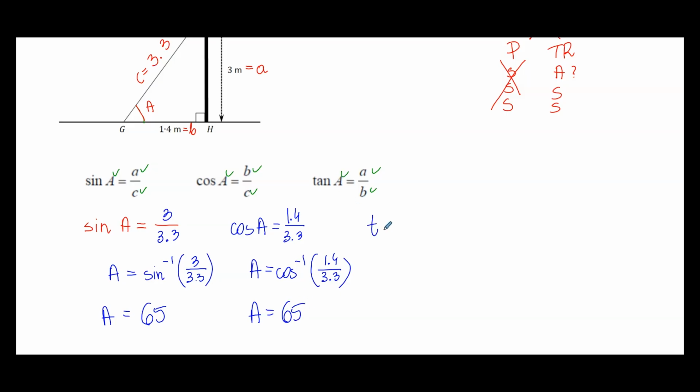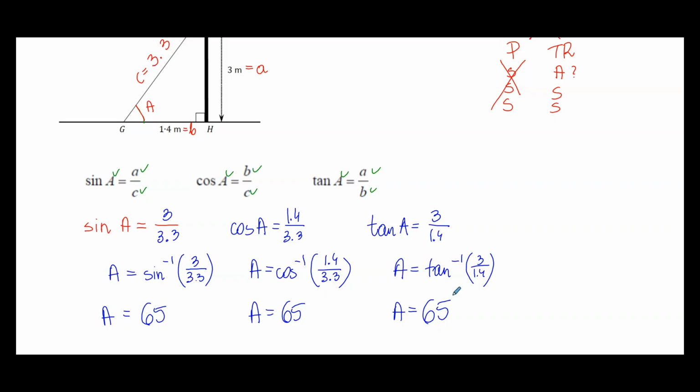What about if we choose tan? So therefore, again, tan of A is 3 over B, which is 1.4. And again, to eliminate tan, take it to the other side like with the other two, it becomes inverse, meaning to the power of -1. And again, we put that in the calculator, we press equal, and we get 65.